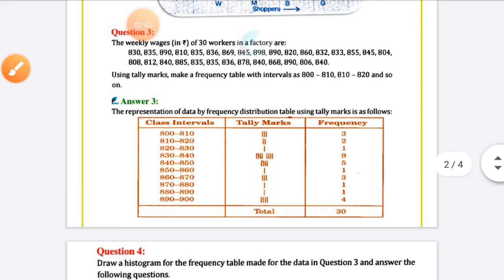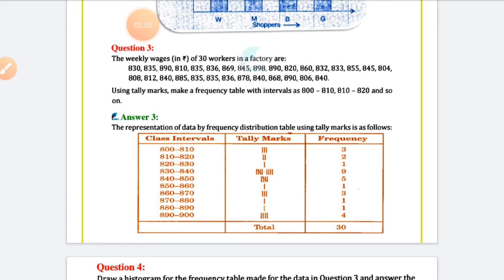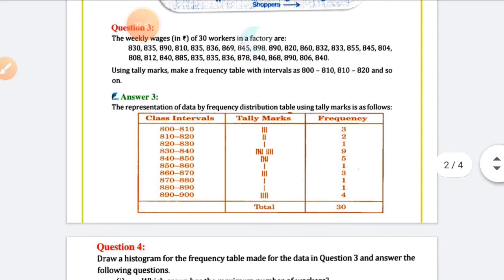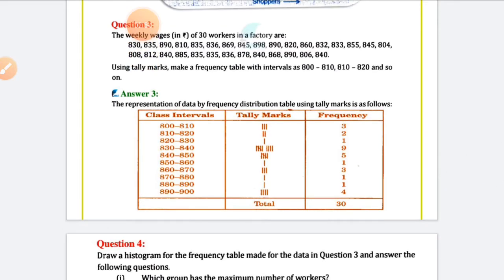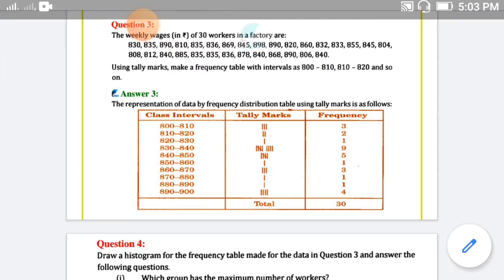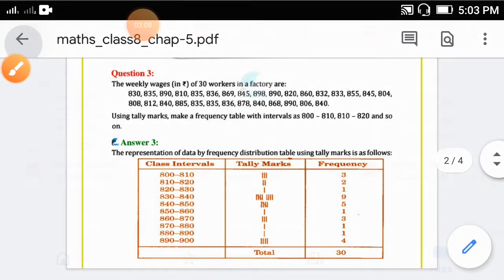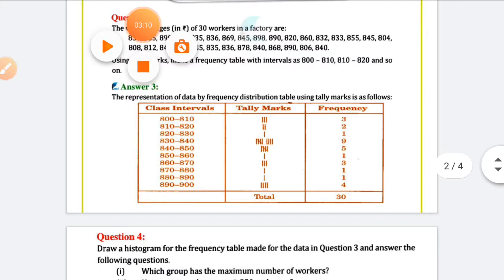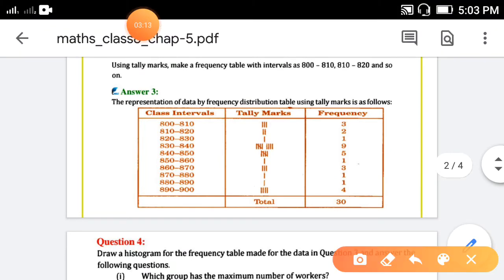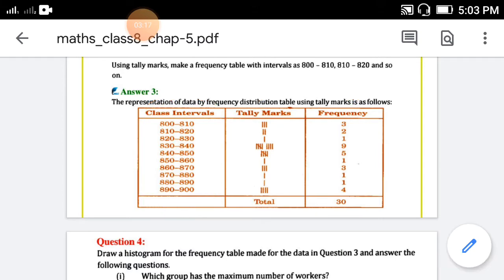In the same way, in question number 3, data is given, and from this data you have to make a frequency table. It is mentioned that you have to make a frequency table with the class intervals. So here also first write down the intervals, then frequency, and then tally marks.